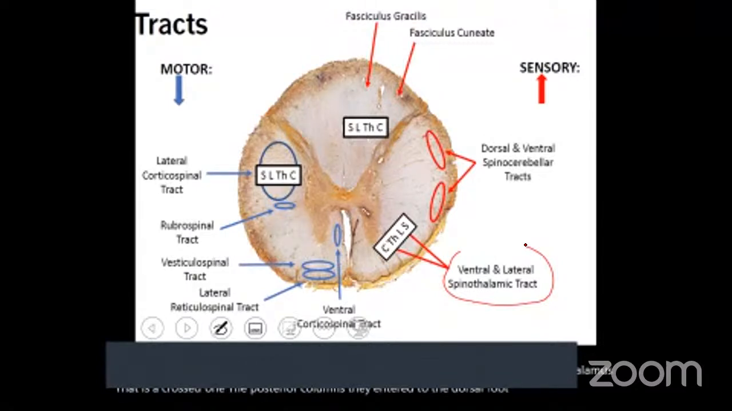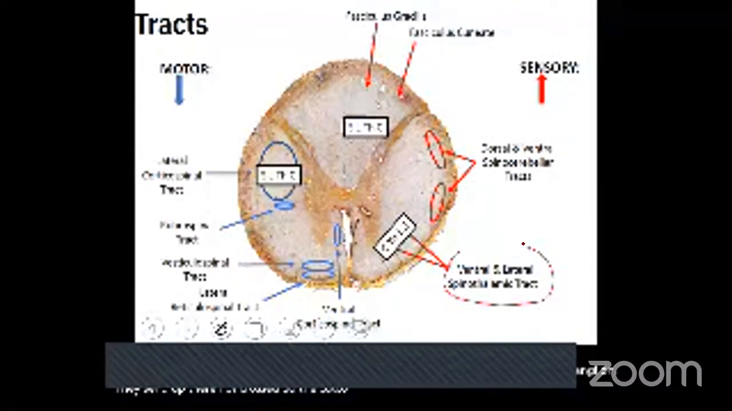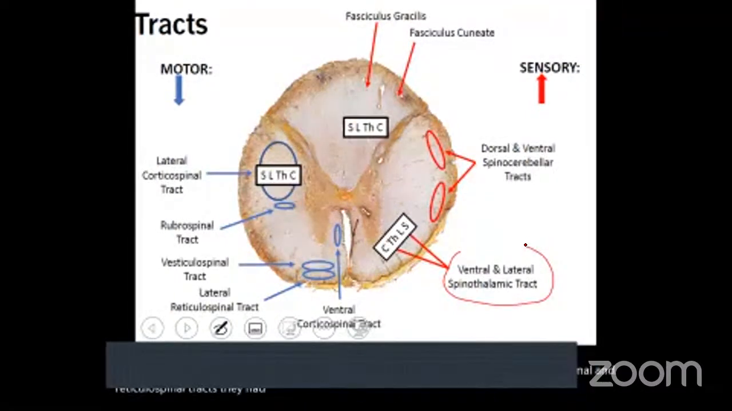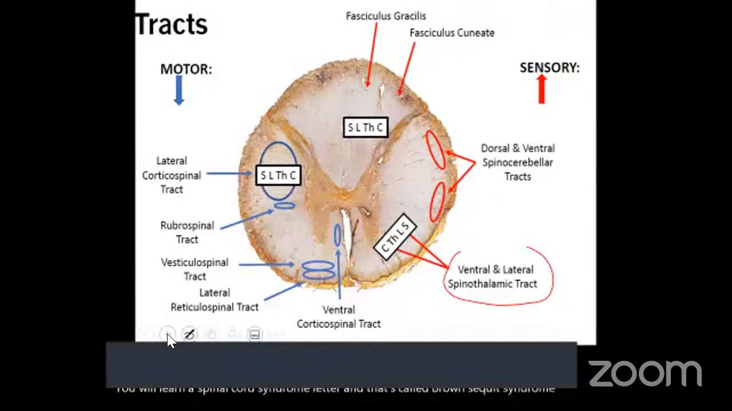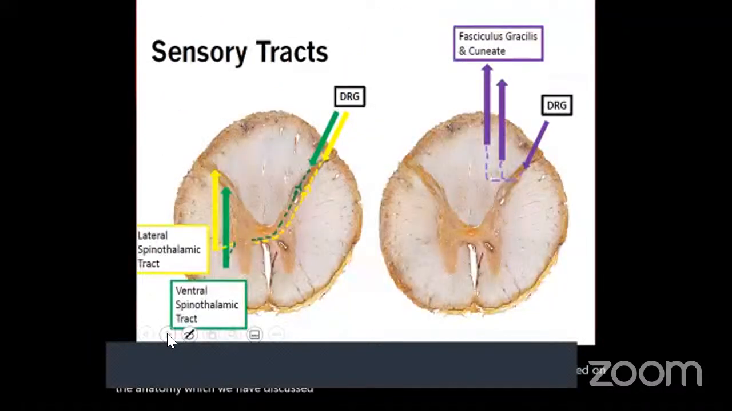So the corticospinal tract, rubrospinal, and reticulospinal tract, they are already crossed at the level of the pyramids in the brain. In spinal cord, you will learn a spinal cord syndrome later, and that's called Brown-Sequard syndrome, based on the anatomy which we have discussed. And there are sensory tracts and there are motor tracts, and we have already seen, as I said, the superficial sensations, that is pinprick, temperature, and touch.